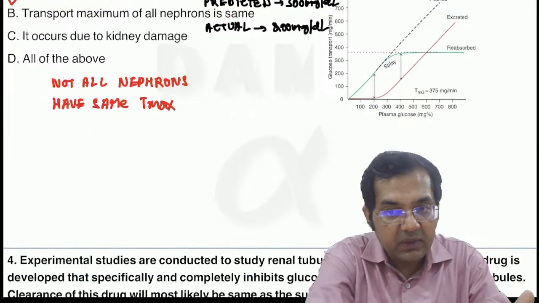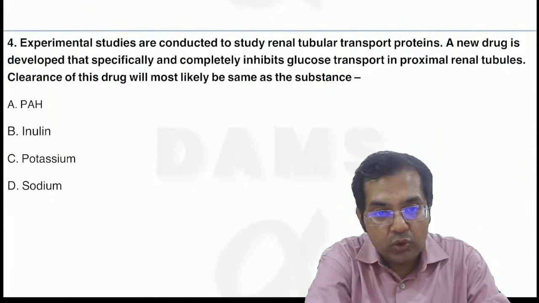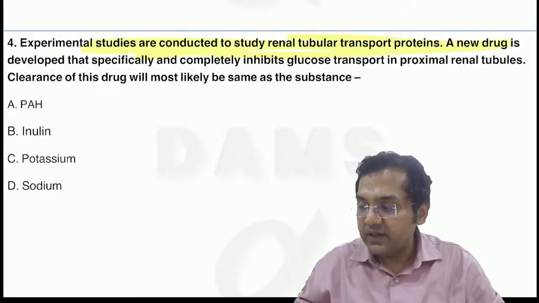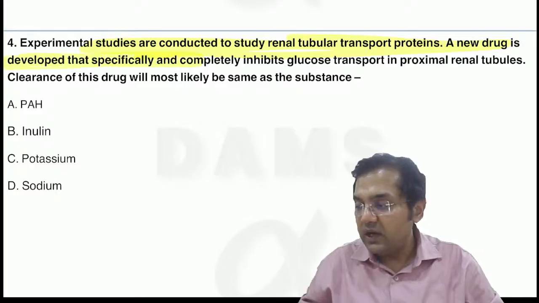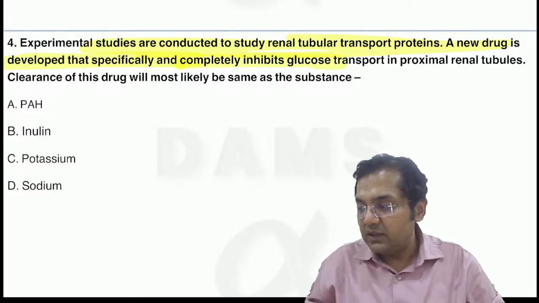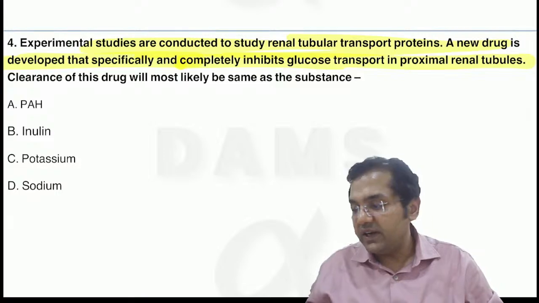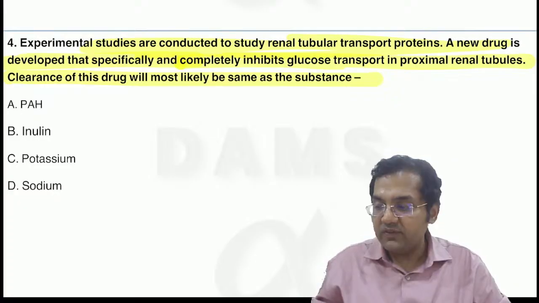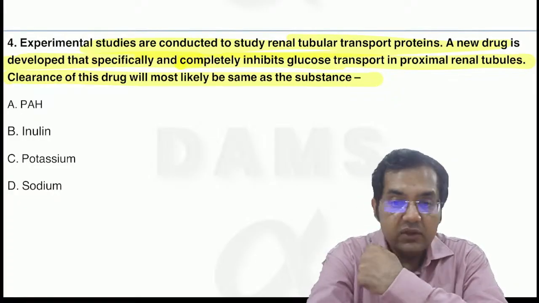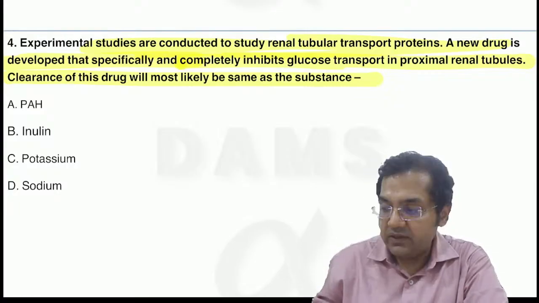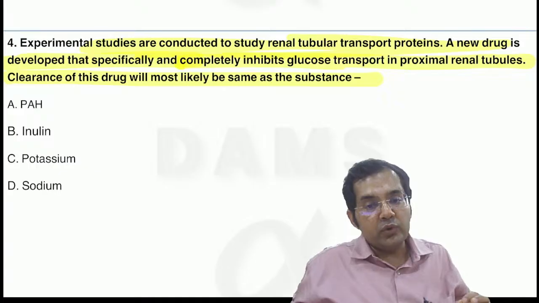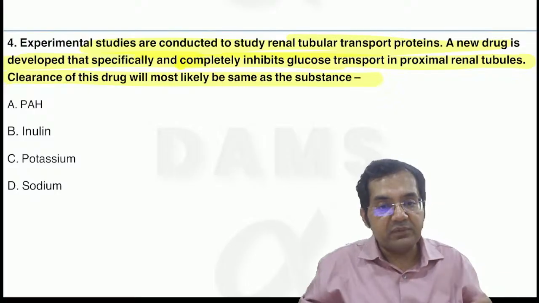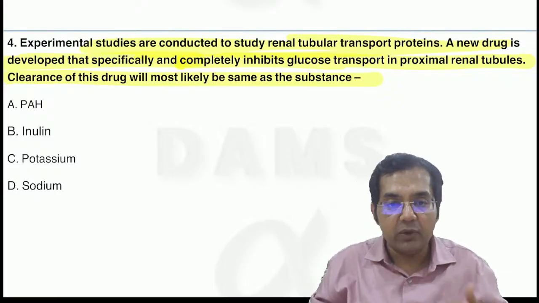Let's move to question number 4. Experimental studies are conducted to study the renal tubular transport proteins. Now, they want to know that we have developed a new drug that specifically and completely inhibits the glucose transport in the proximal tubules. So clearance of this drug will most likely be same as which substance. So very interesting question. Remember, what is happening here is clearance of a solute or the substance is the volume of plasma that is removed or made free of that substance in 1 minute, right? Which is removed or cleared or made free of that substance in 1 minute.